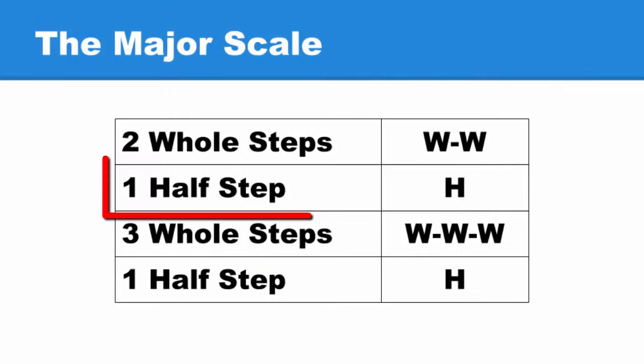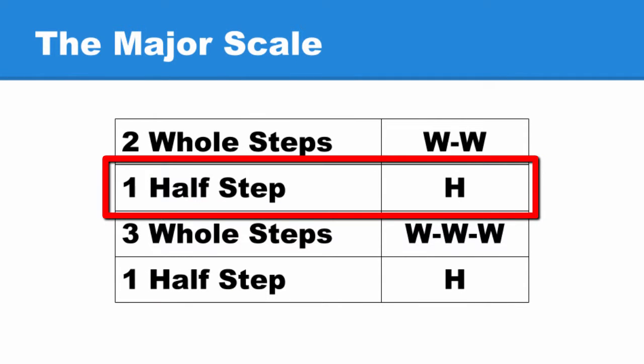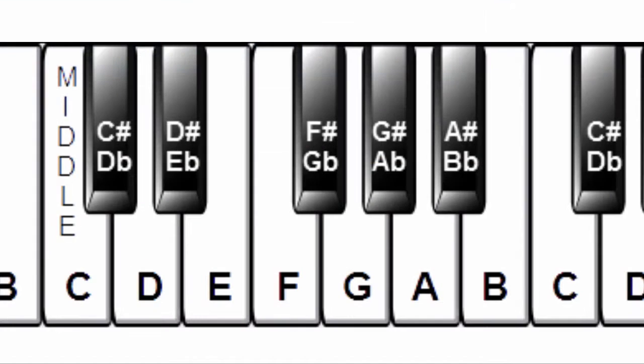Next, we need to go 1 half step up. Since a half step is the next note up on the piano keyboard, and we are on E, what note is the next half step up from E? Answer: F. F is 1 half step up from E. E, F.